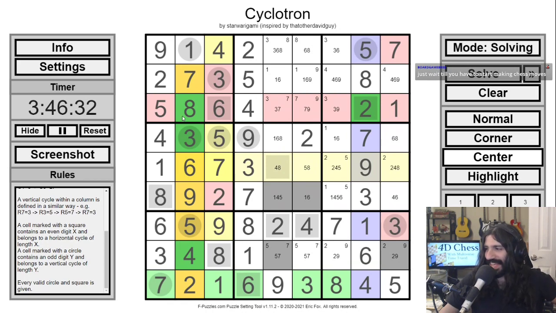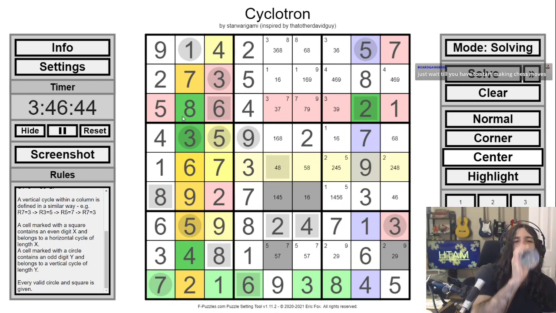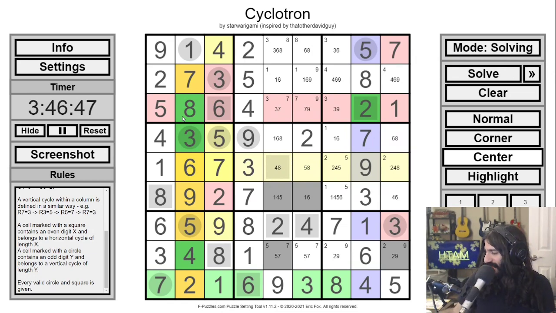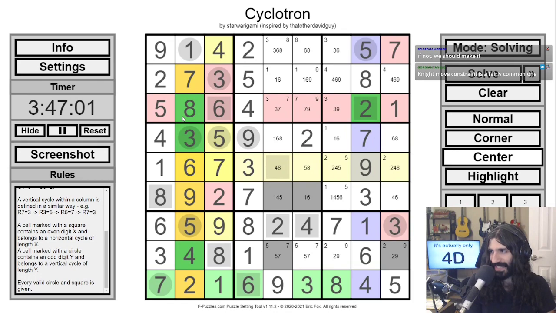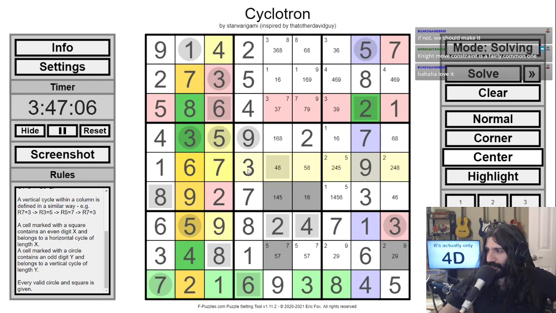Just wait till I have to start making chess moves. Is there a chess Sudoku? Maybe greater, more sophisticated Sudoku minds than myself can tell me. All right, when do we get the second timeline Sudoku involved? 5D Sudoku when, chat? Knight move constraints, a fairly common one. Word. Word. That checks up. Okay.